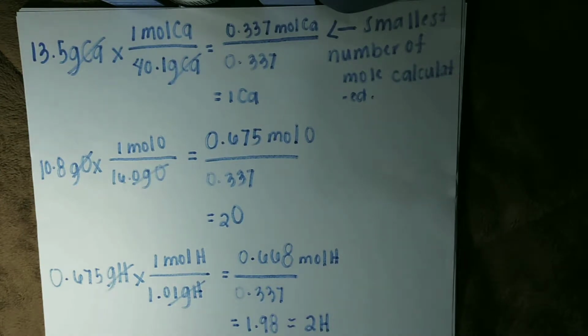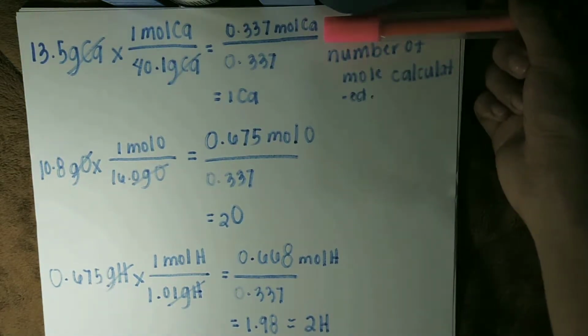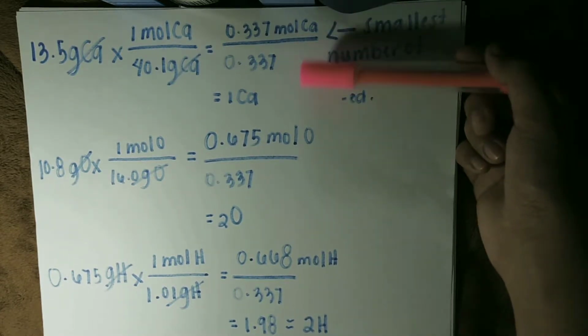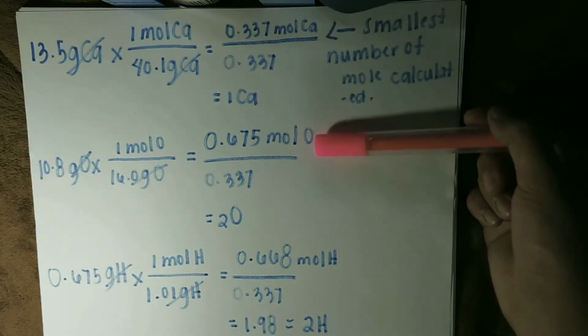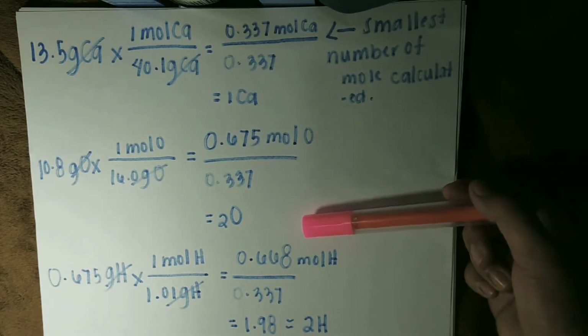After converting the mass of each element to moles using the molar mass, we're going to divide each mole value by the smallest number of moles calculated. Since 0.337 is the smallest value, that's what we're going to use. So we have 0.337 mole calcium divided by 0.337 is equals to 1 calcium. 0.675 mole of oxygen divided by 0.337 is equals to 2 oxygen.